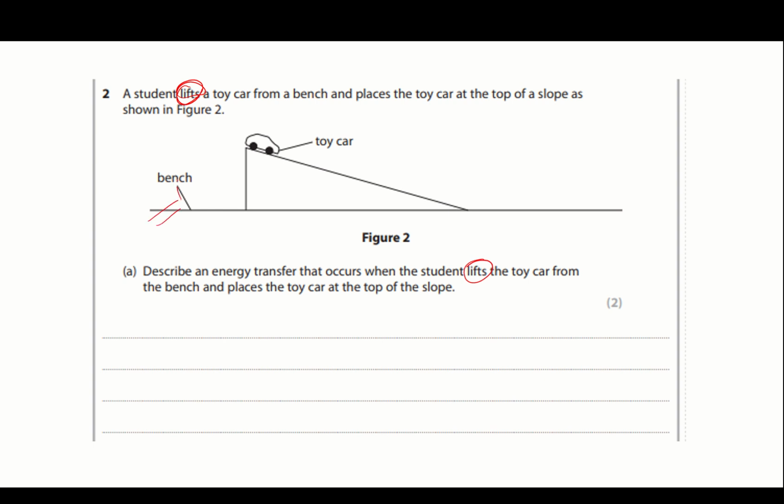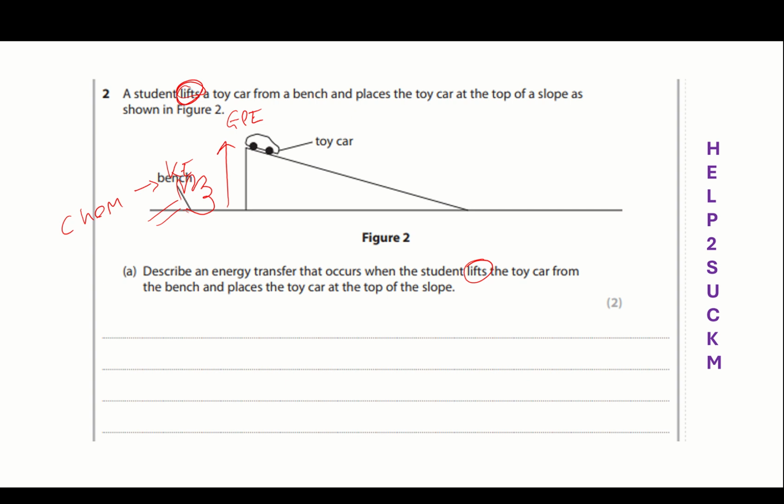So there is a hand, with some pretty chunky fingers, but they've lifted that car up. The basic idea is that they're going to use their chemical energy, transfer it to kinetic energy and move it upwards, and then when they leave it on the top of there, it'll have some stored gravitational potential energy.